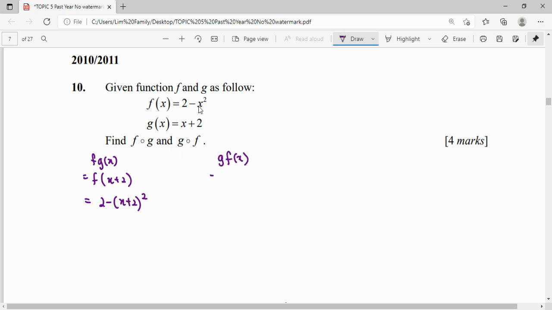For our gf(x), substitute f(x), which is 2 minus x squared. And then we take this 2 minus x squared and substitute it into g(x) here. So here will be substituted by 2 minus x squared, plus 2. So the final answer is negative x squared plus 4.